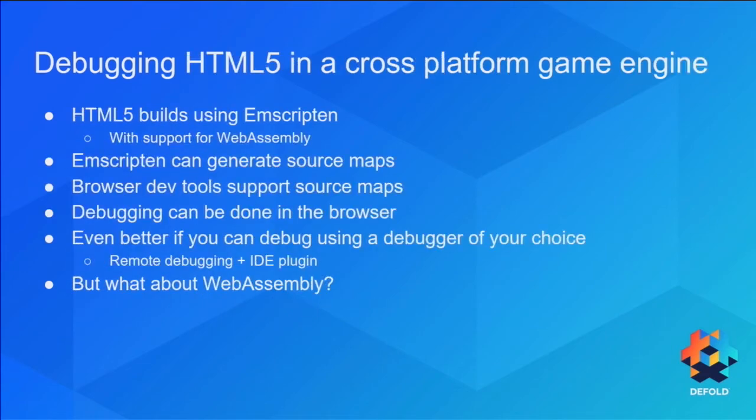But what about if you have some problems specifically around HTML5 and the HTML5 platform? Then there's a different set of tools. We, of course, use Emscripten to transpile the engine code into JavaScript. We support WebAssembly. And as you probably know, Emscripten can generate source maps. The browser can map these with the dev tools, so you can do all of the debugging all the way down to the C code in your browser.